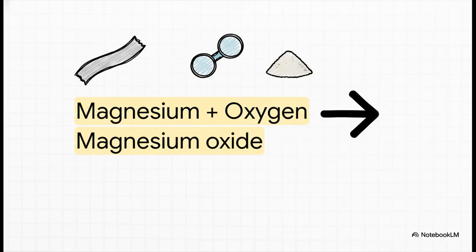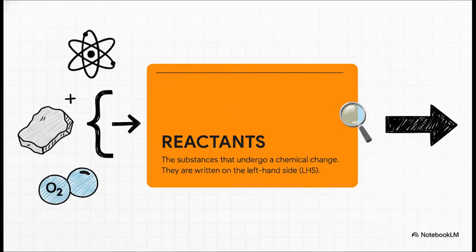See? We simply write the names of the substances involved, magnesium plus oxygen, and then we draw an arrow pointing to the new substance, which is magnesium oxide. This is so much shorter and so much easier to understand at a single glance. Now, the substances that we start with, the ones on the left side of the arrow, they have a special name. We call them the reactants. So in our example, magnesium and oxygen are the reactants.